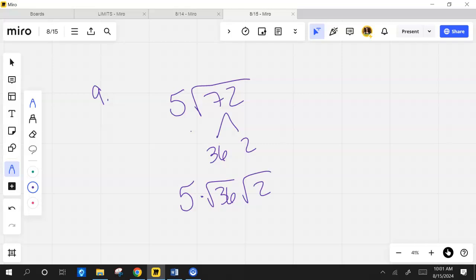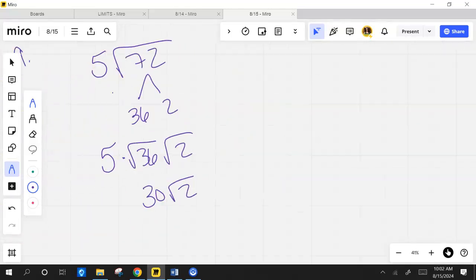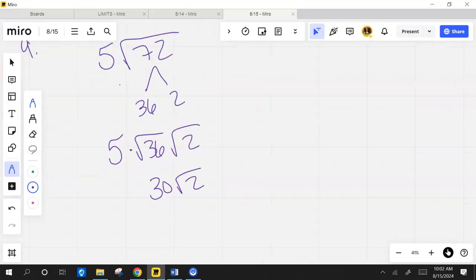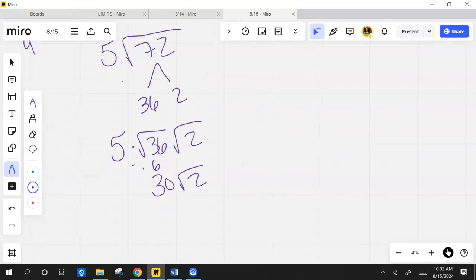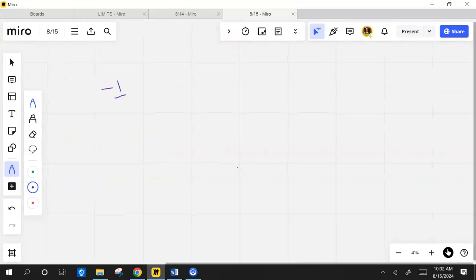Oh, on the back? Well, I got to finish this now because I already started it. 9 on the back. Ooh, that's a good one. The square root of 36 is 6. All right, other 9.